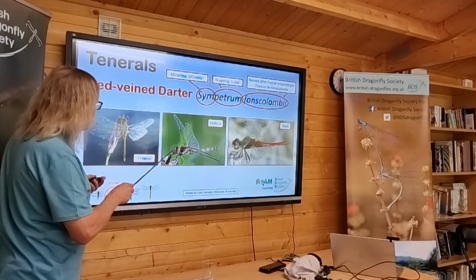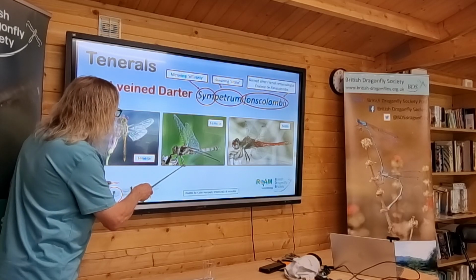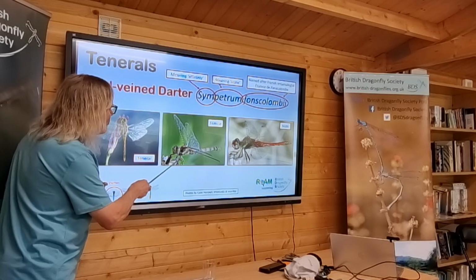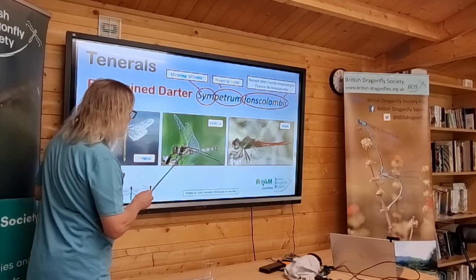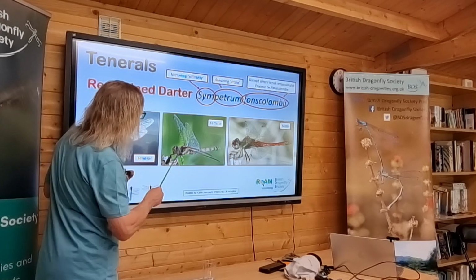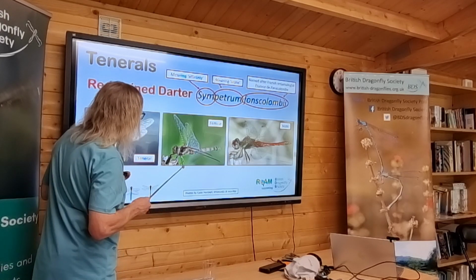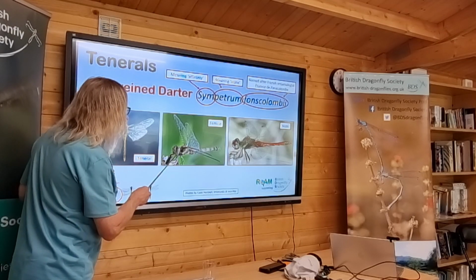With the red-veined darter, like the common darter, the legs are a blacky colour, but they've still got yellow lines on them, in the male and the female. So you could think to yourself, this could be a common darter female. But what pretty much gives it away, this one hasn't matured fully, but it's going that way.